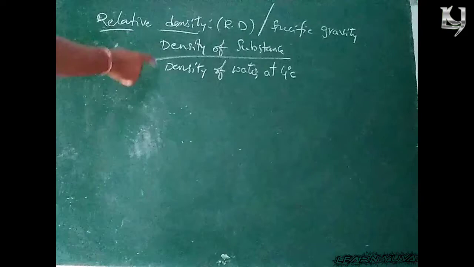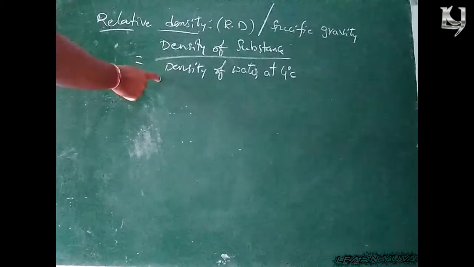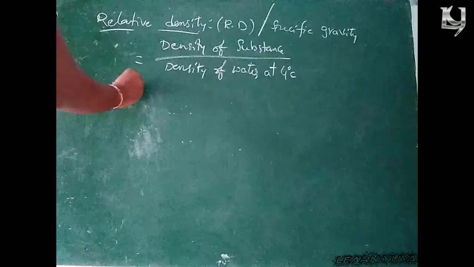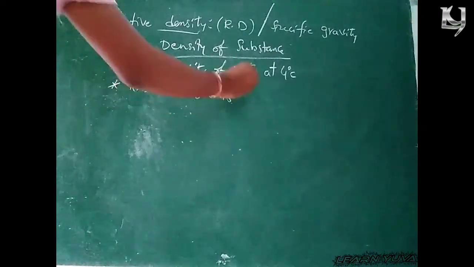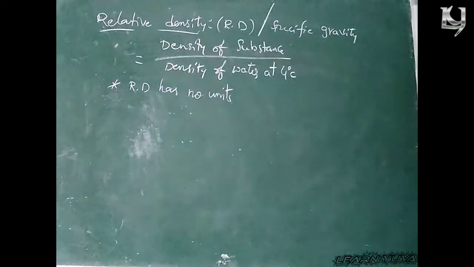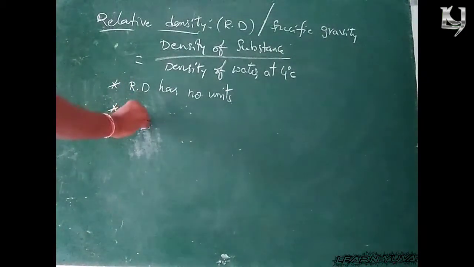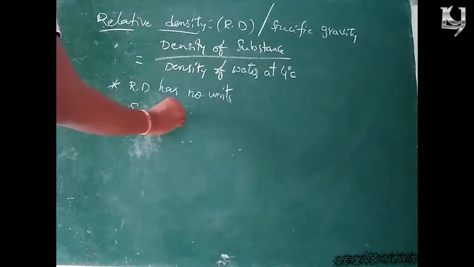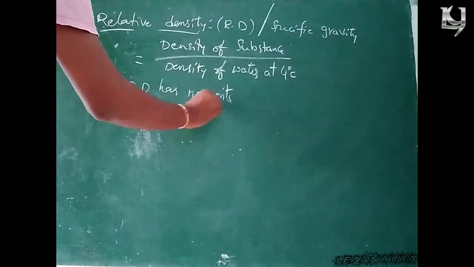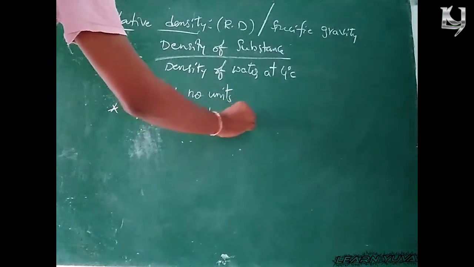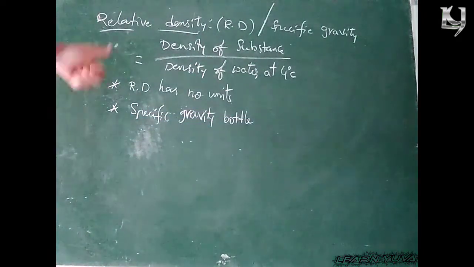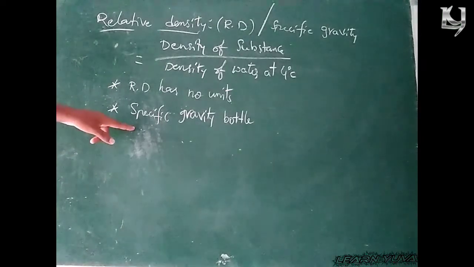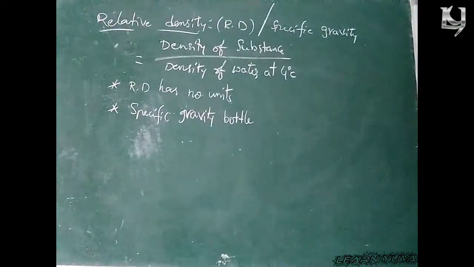Remember, this is density, and it is also density, kg by meter cube. So both will get cancelled, and relative density has no units. Okay, and also to measure this relative density, we use the specific gravity bottle. Specific gravity bottle is the device used to measure the relative density.